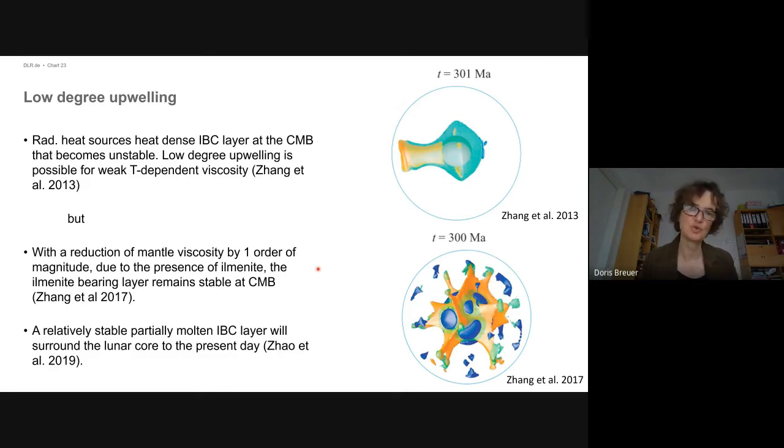So the conclusion here is that to explain the Pikati region, neither low degree upwelling nor low degree downwelling is a possibility. So we need other mechanisms for that. One possibility that has been suggested is that it is formed by an impact, for instance.